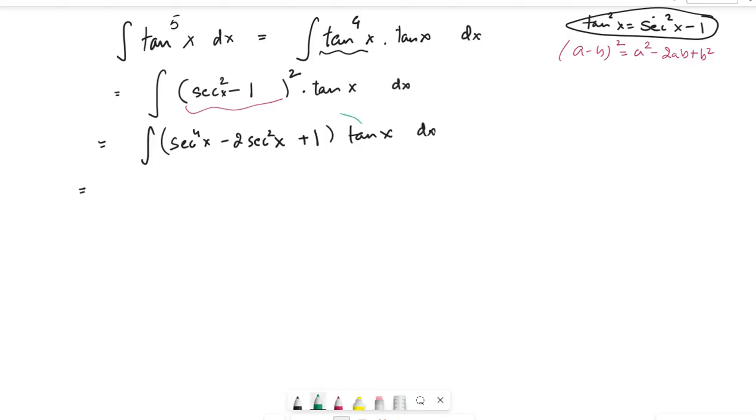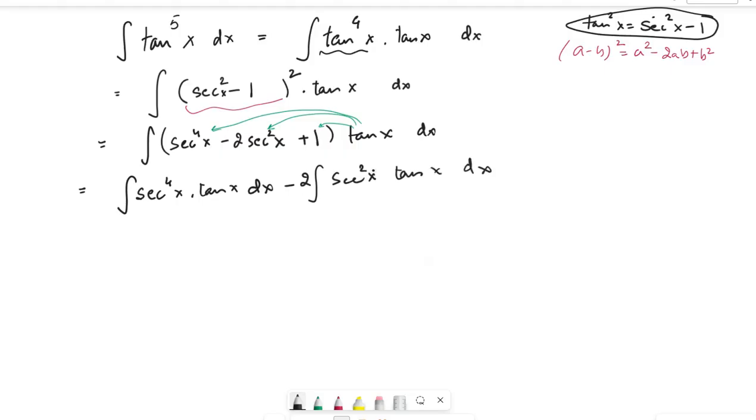Now each of these things has to be multiplied with tangent separately. Secant^4 x tangent x dx minus 2 secant square x tangent x dx plus tangent x dx. If you notice, I'm just separating the integral because each of them is a different kind of integral. Now this problem looked very simple in the starting, but it has split into 3 different kinds of integrals. Let's look at the first 2.